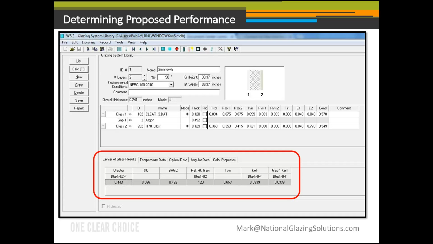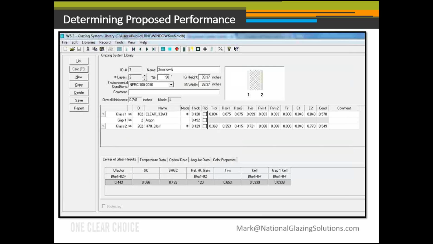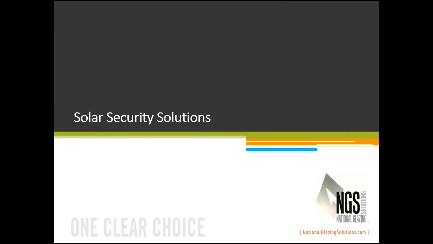We can then use another LBNL tool to calculate performance of the pane to which the film is going to be applied by choosing the manufacturer's film here. This file can be imported to the first program, window, from the second program, which is optics. As we now have knowledge of before and after performance, we're almost ready to price the job and transition into energy modeling to calculate payback.